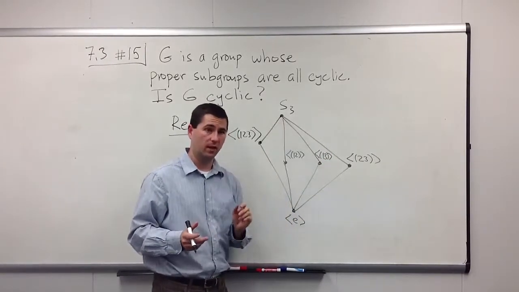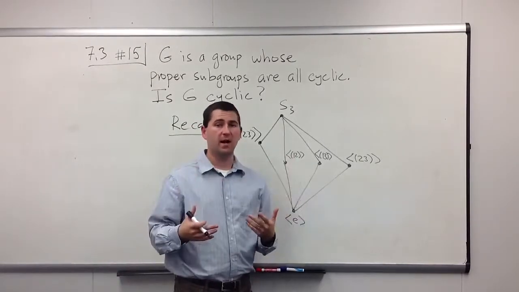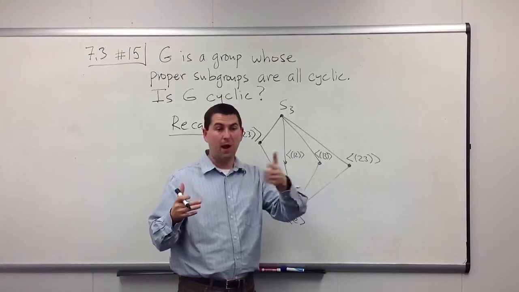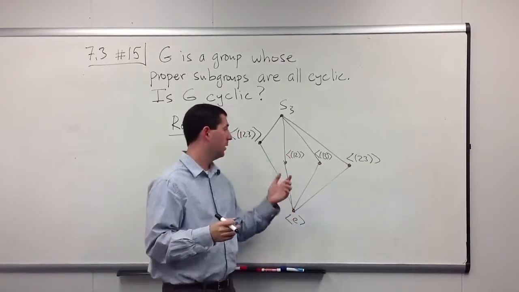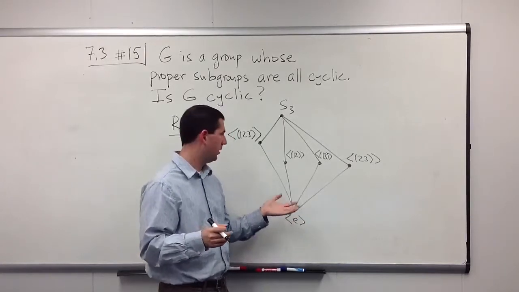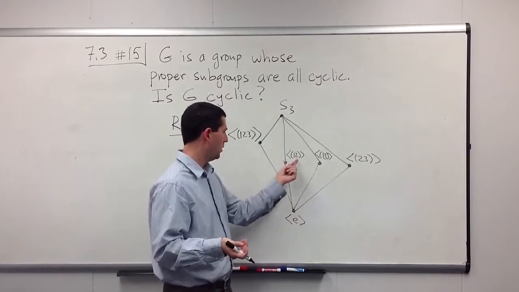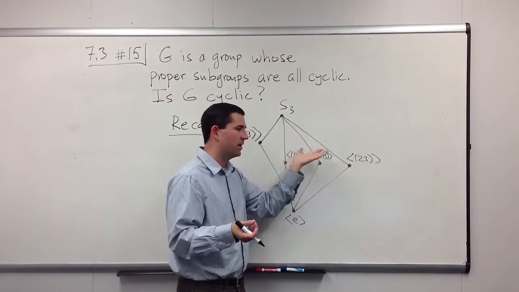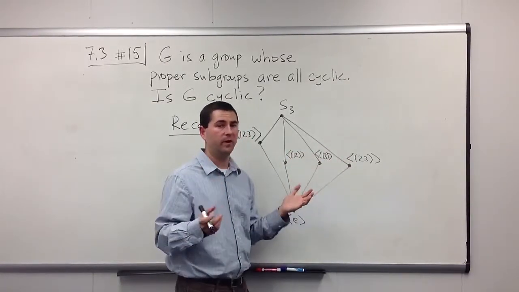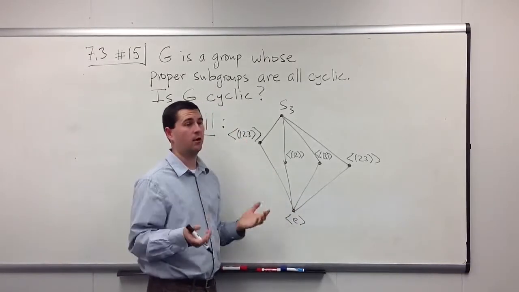Is S3 cyclic? Well, how can we tell? If you're a cyclic group, that means you're generated by something. That means every element is a power of one element. We've written down 5 of the elements in S3. E just generates a subgroup of order 1. (1 2), (1 3), and (2 3) just generate subgroups of order 2. Definitely not all of S3. (1 2 3) generates a subgroup of order 3. Definitely not all of S3.